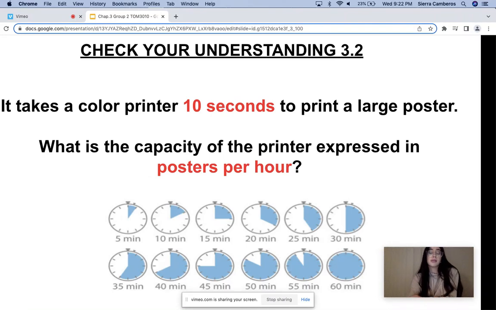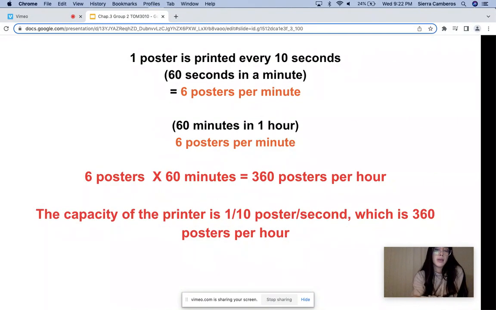And then just basic checking your understanding. So we have some examples here. So let's see. It takes a color printer 10 seconds to print a large poster. What would be the capacity of the printer expressed in posters per hour? So you can see here, you would take that one poster and you would divide it by 10, which would give you a decimal. And if you multiply that by 60 seconds, you would end up with 6 posters a minute. And then if you took that six posters per minute and you multiplied it by 60 minutes, you would end up with 360 posters per hour.